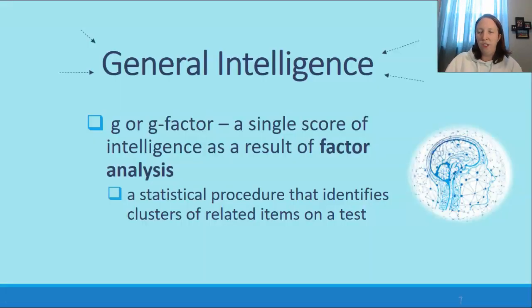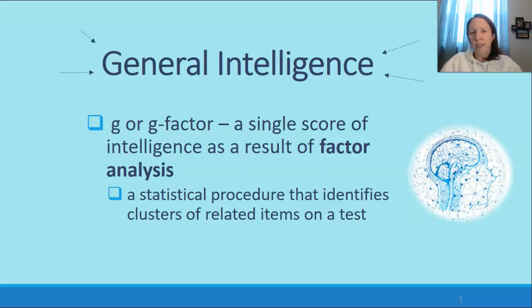This G factor, sometimes just regarded as g, is that score. It's kind of like the original version of an IQ, which we'll get to in the next lecture. But g is a single score of intelligence as a result of a factor analysis. This concept of factor analysis will come up here in intelligence and in personality, and possibly some other parts of our curriculum. It's a statistical procedure that identifies clusters of related items.